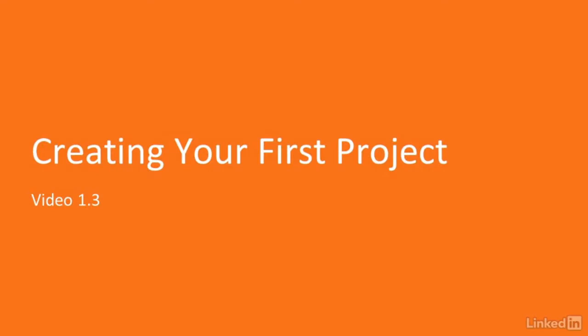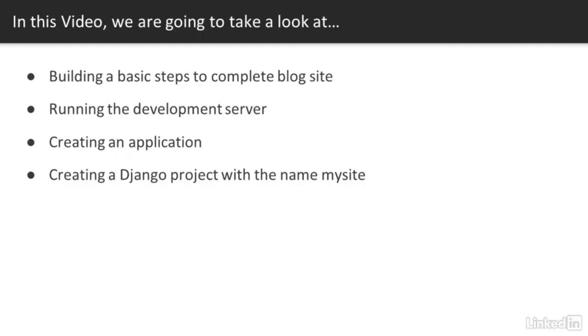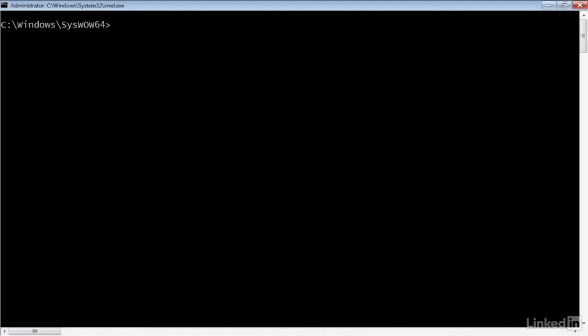Welcome to the second video of this course, Creating Your First Project. In the first video we installed Django. In this video we'll see how to run the development server and also take a look at project settings. Then we will deal with projects and applications. We'll also create an application in the end. Our first Django project will be a complete blog site.